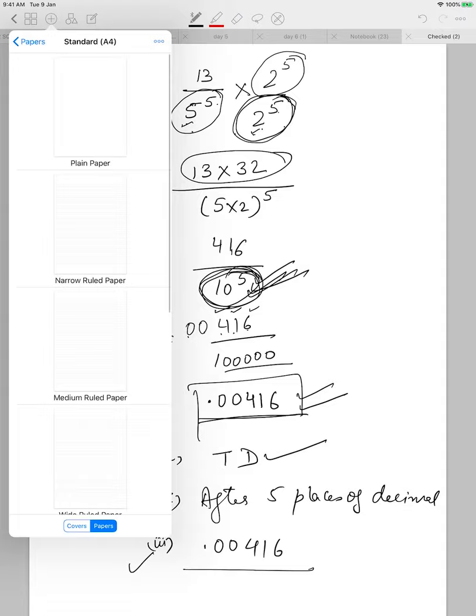So I hope it's clear. Let's take one more example, let me take the 7th part now. It is 129 divided by 2 raised to the power 2, 5 raised to the power 7 and 7 raised to the power 5.